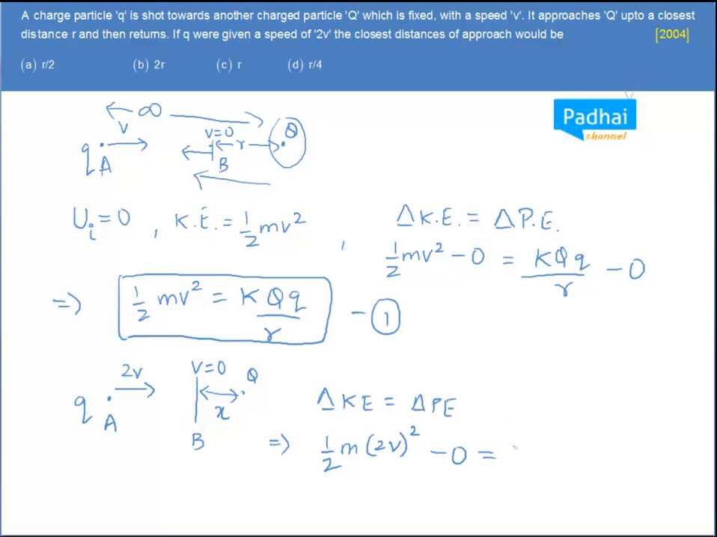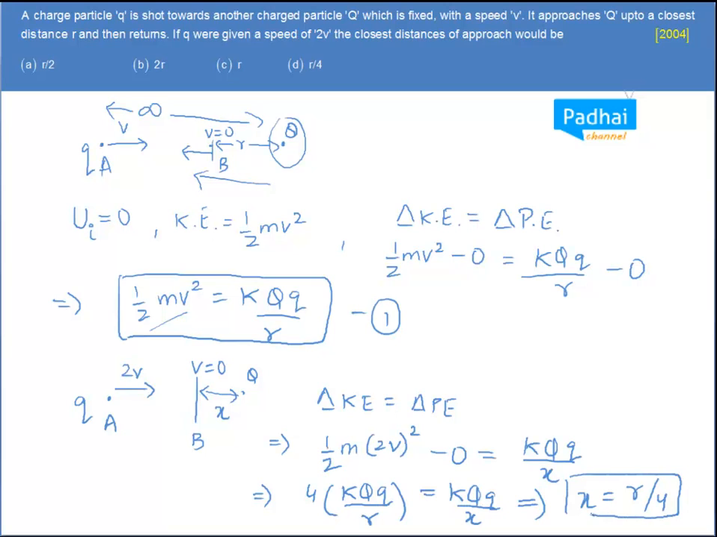And what is the change in potential energy? This is kQq by x. We have to calculate the value of x over here. It implies that 4 into half mv square, and what was half mv square from equation 1? It was kQq by r. That means 4 into kQq by r will be equal to kQq by x. So from this equation we can easily calculate x will be equal to r by 4. So the distance of closest approach will be r by 4. That means option D will be correct.